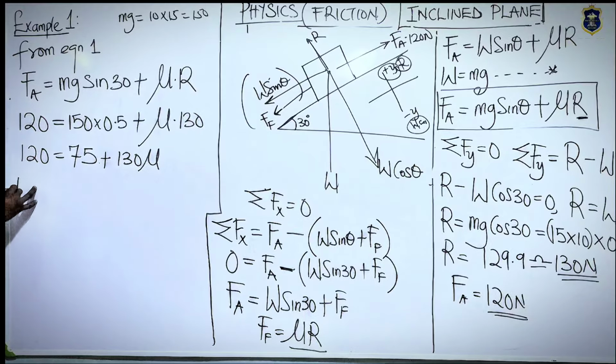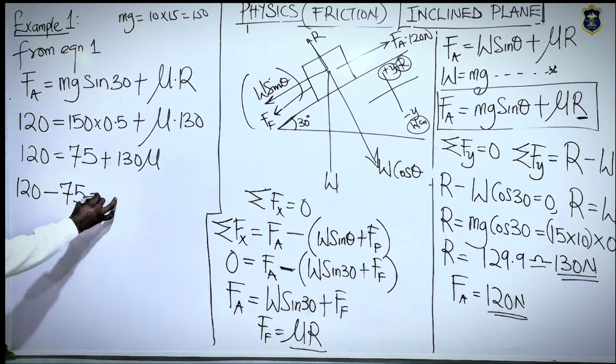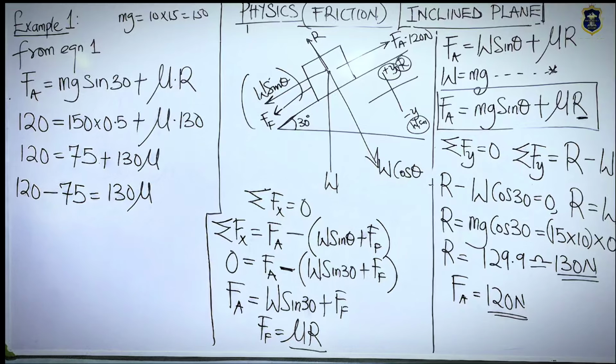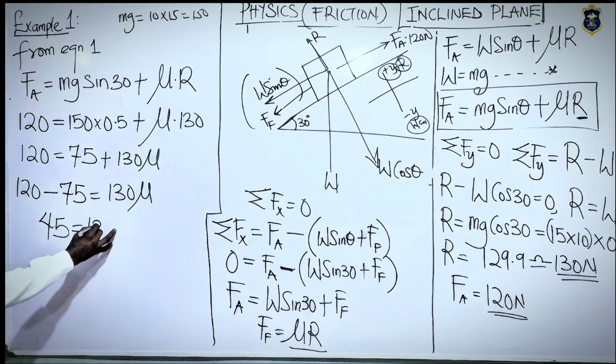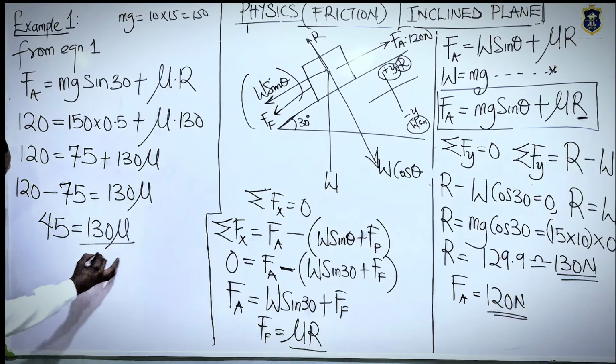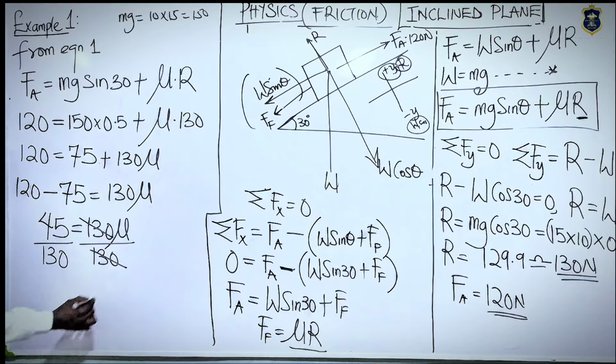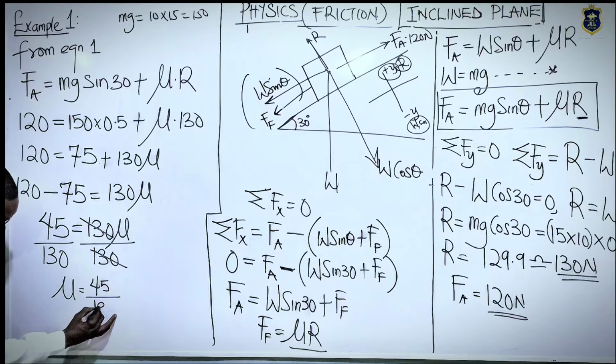So if we bring it out, by collecting like terms, 120 minus 75 is equal to 130 mu. So if we do that, 120 minus 75 gives us 45. So we have 45 is equal to 130 mu. If we divide both sides by 130, this will take off this. It means that our mu is 45 over 130. If we do that, what do we have?